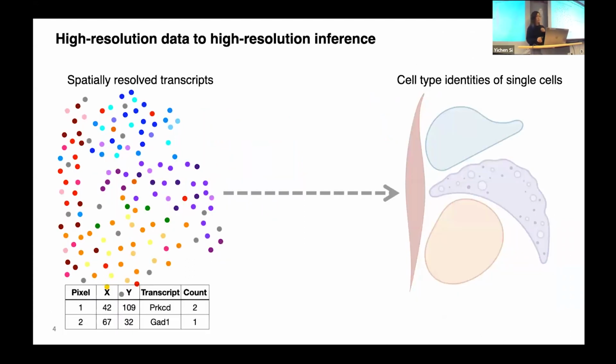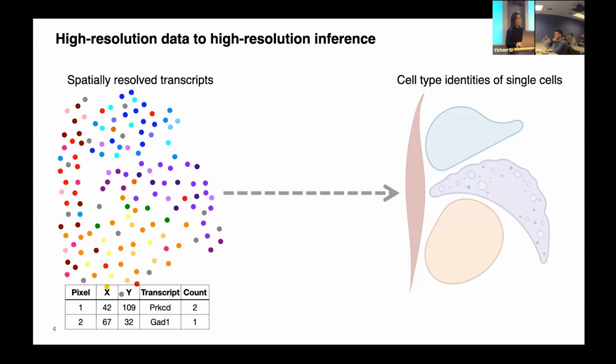However, this high resolution data does not automatically enable high resolution inference. On the left is what we observe from the data, the spatially resolved transcripts. In the end, the data you get is a table with pixel ID, X and Y axis, the transcript ID, and the number of copies. The data is quite sparse, as each pixel can contain only a few molecules.